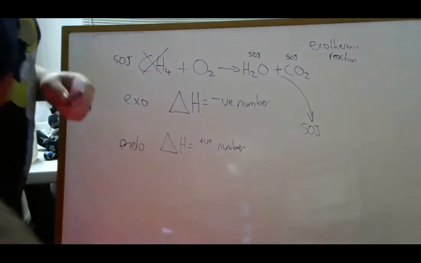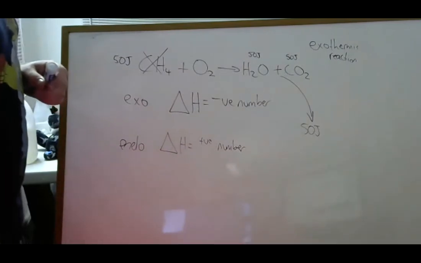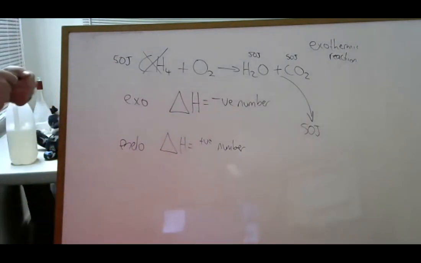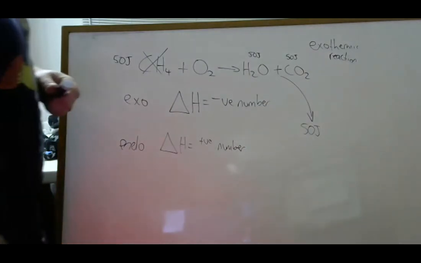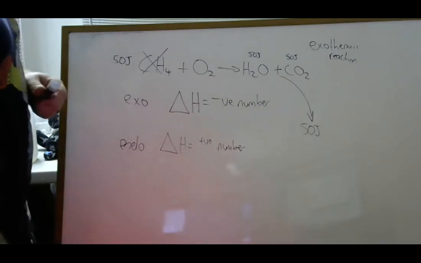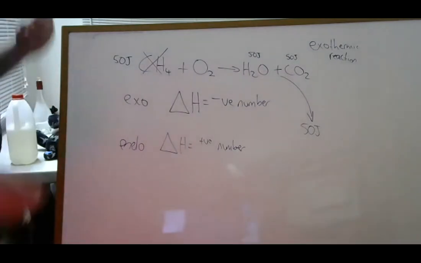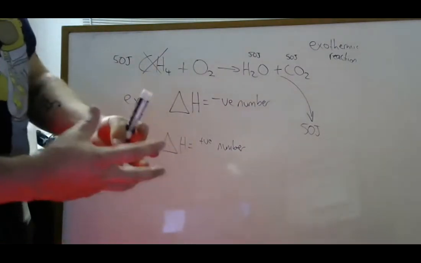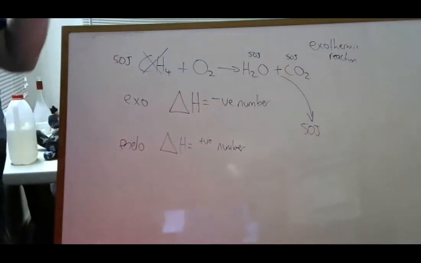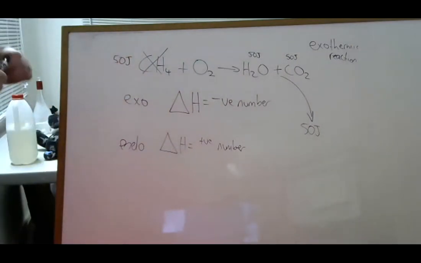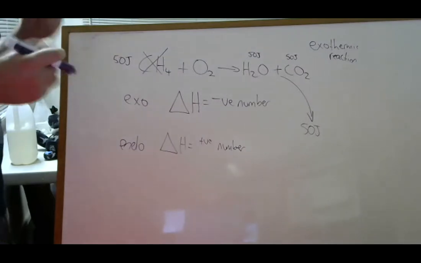An example of an endothermic reaction is something like these instantly freezing ice cups. You basically crack it, all the chemicals mix, and in mixing, they pull in energy and they make the surroundings super cold and it instantly freezes.